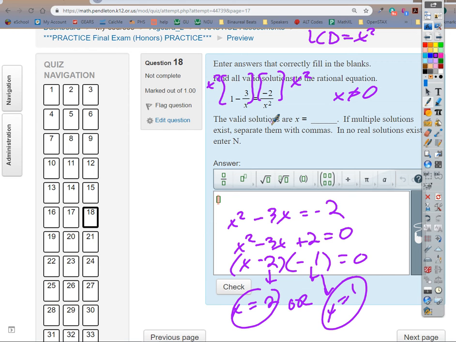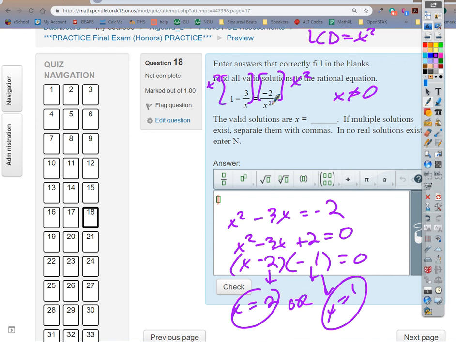I'm going to get 1 minus 3 halves is -1/2. Here I'm going to get -2 over 4 is -1/2. If I plug in 1, I get 1 minus 3, which is -2. On this side, I get -2. Yeah, they both check out. You can do it that way too, right?